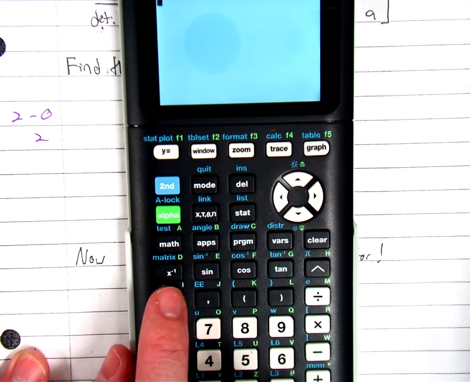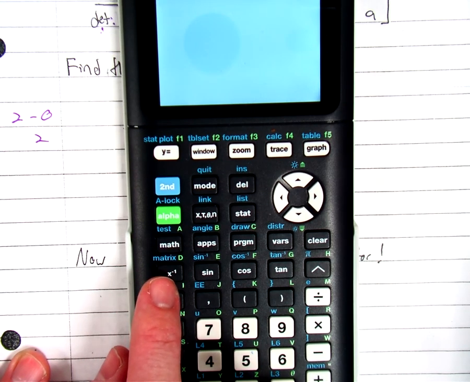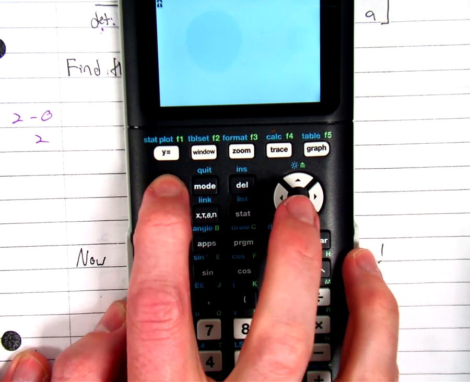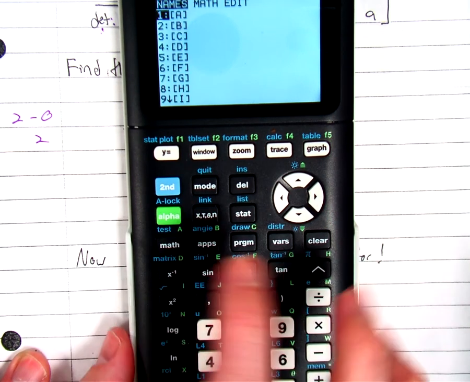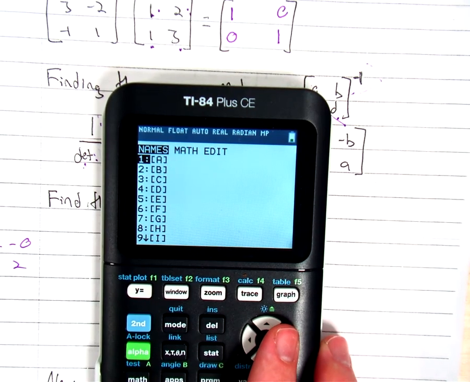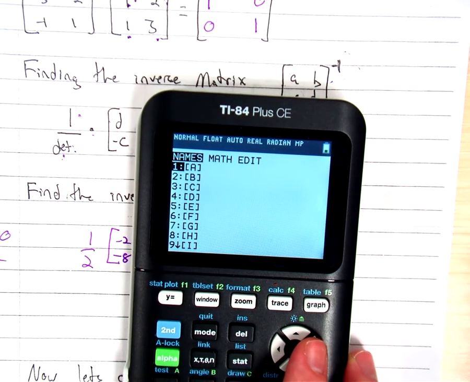Underneath the math button, x negative 1 in the blue should be written as matrix. So second matrix. Okay, there they all are.